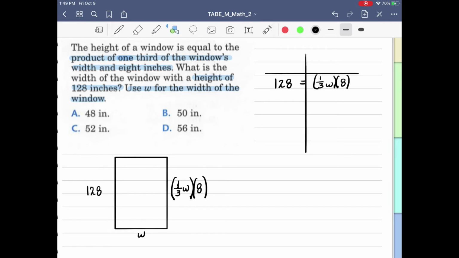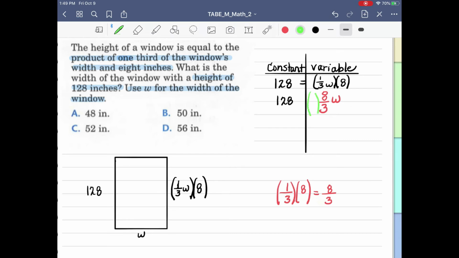So let's follow the rules that we know. This is our constant, and this is our variable. And we're supposed to multiply 1/3 times 8. So let me come down here. If you have a calculator, go ahead and use it. If you don't, this is what you do. 1 times 8 is 8, 3 on the bottom. So this comes out to be 8 over 3 with a W, and that is equal to 128.